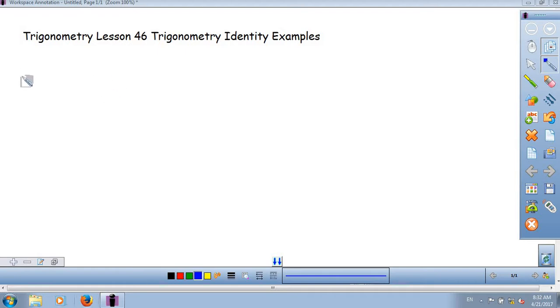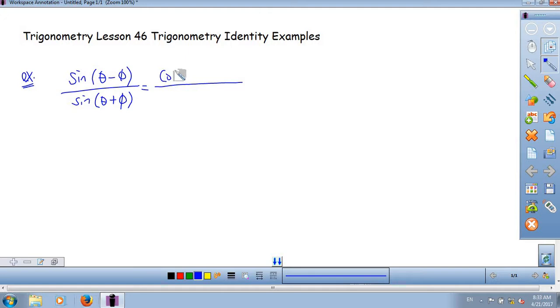Okay, so now we did proving identities before using basic identities only. But here, let's go ahead and try to take a look at some problems that are a little bit more involved. It will require us to use all the formulas that we may know from what we have learned to this point. So, for example, let's go ahead and take a look at this.